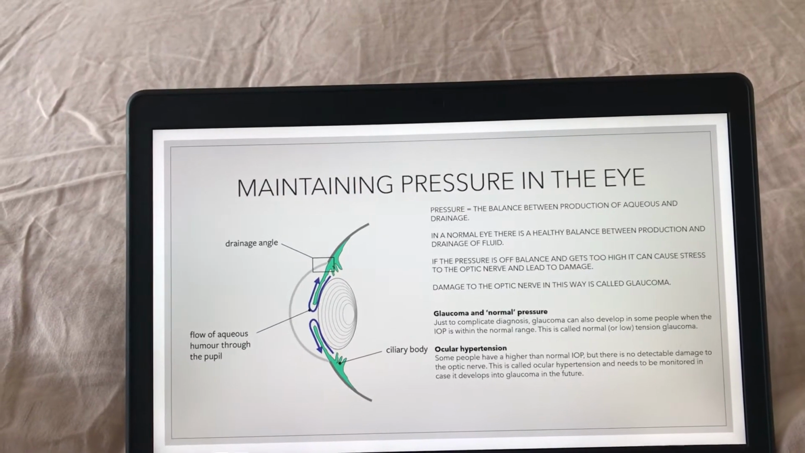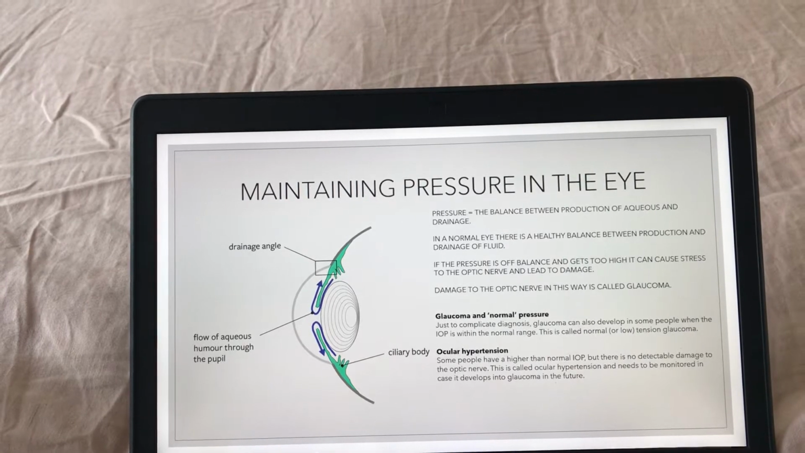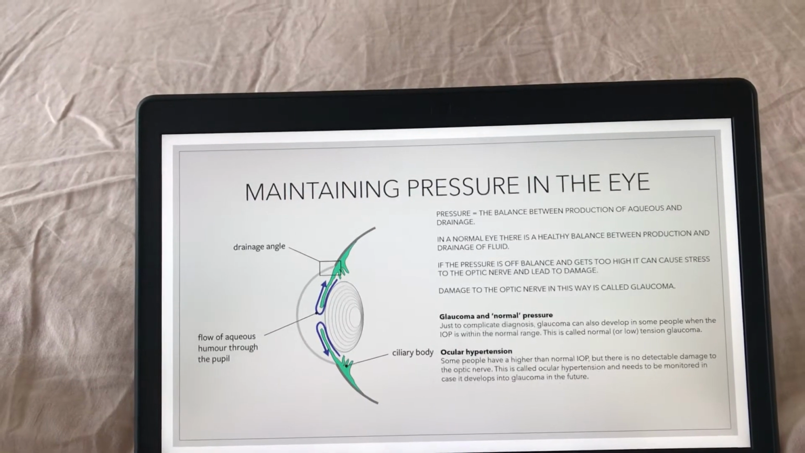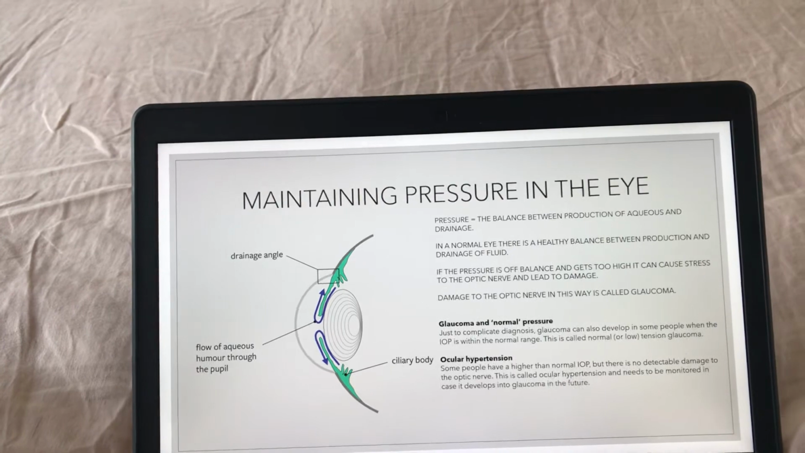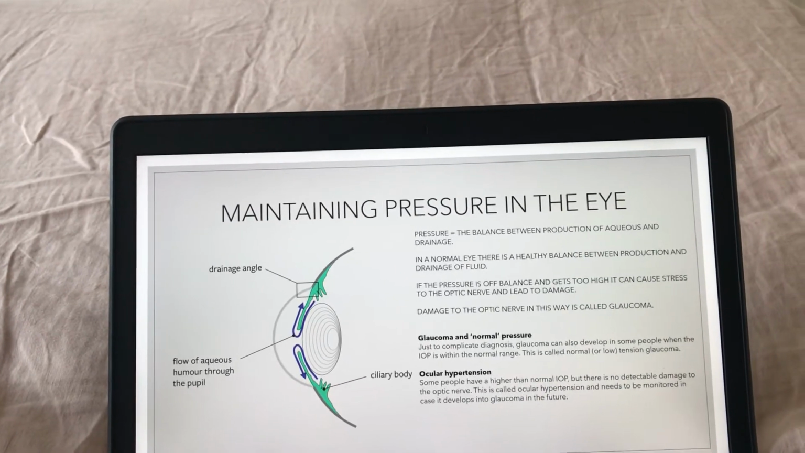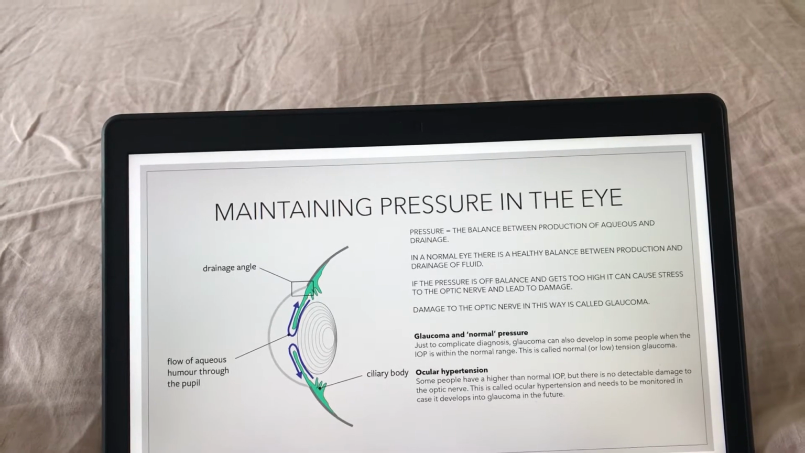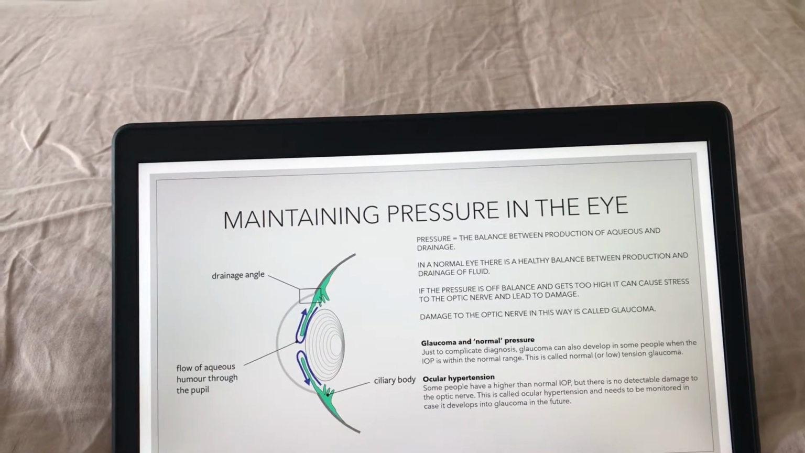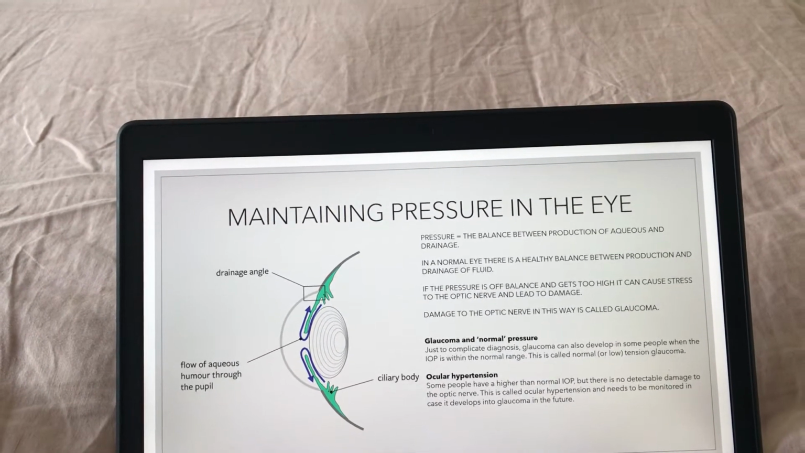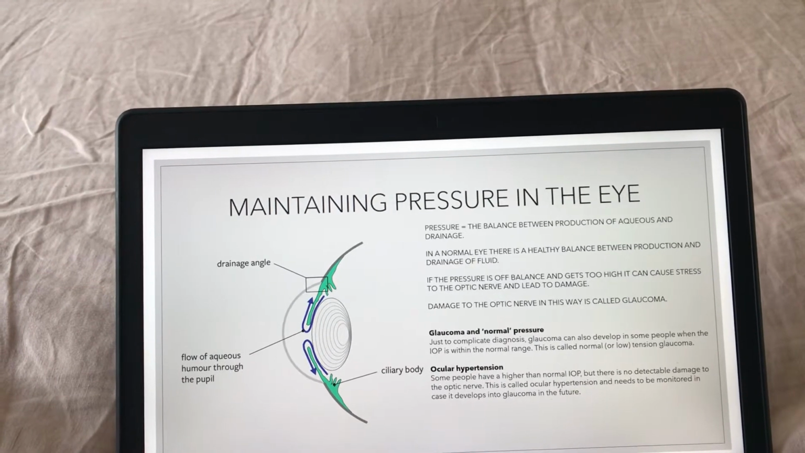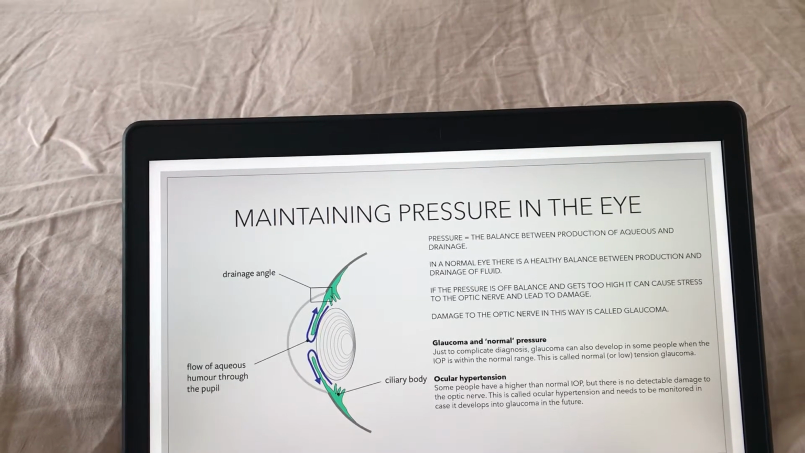The trabecular meshwork is found in the angle between the cornea and the iris, often called the drainage angle. In a normal eye, there is a healthy balance between the production and the drainage of fluid. The pressure may vary slightly at different times of the day, but it normally stays within a range that the eye can handle. In some cases, this balance is disturbed and the pressure rises above normal.